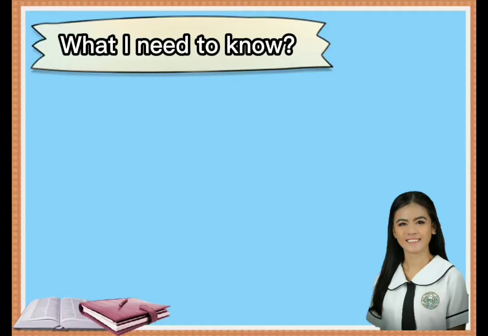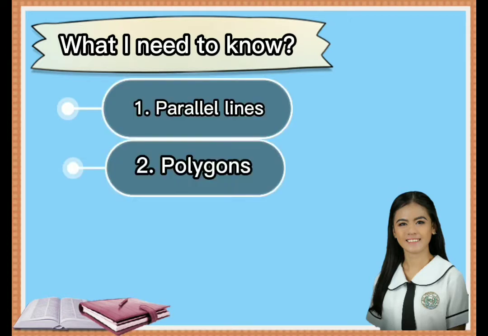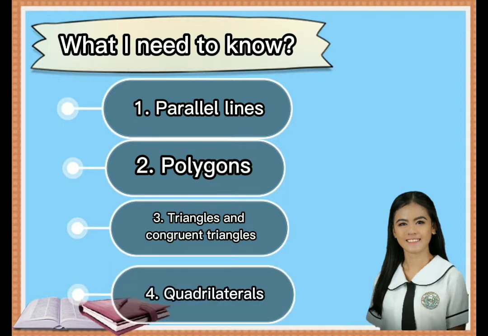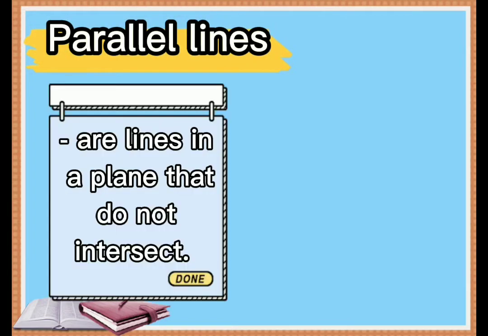Hello guys, welcome back. So in this video, I am going to talk about parallel lines, polygons, triangles and congruent triangles, and quadrilaterals. I'm going to give you the meaning of each and show some real-life examples also. So what are parallel lines? Parallel lines are lines in a plane that do not intersect.